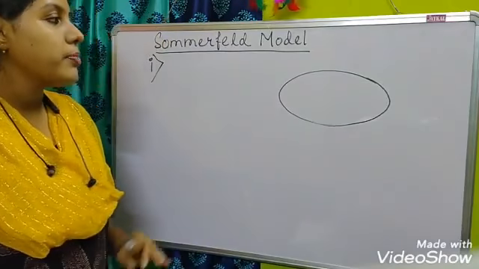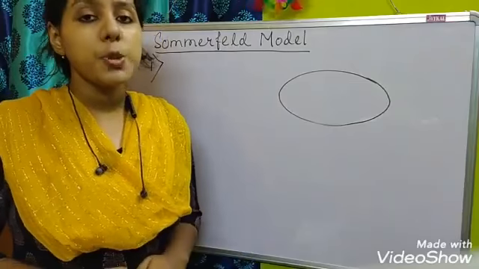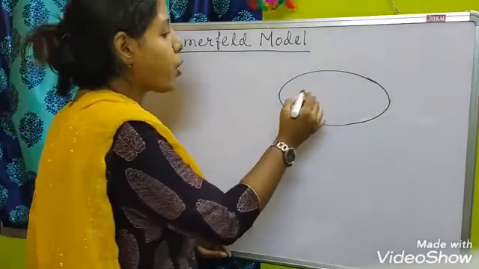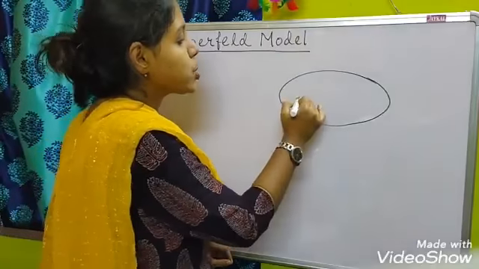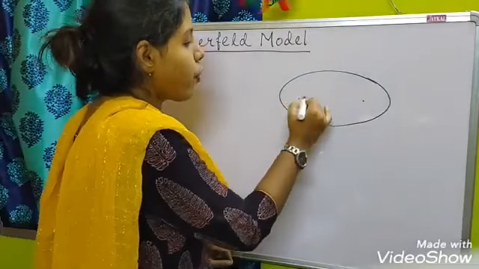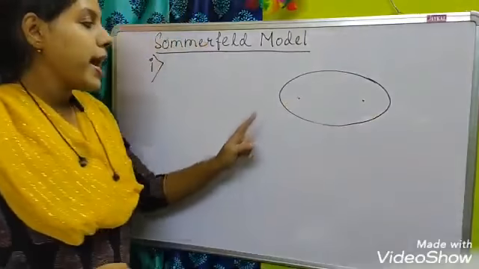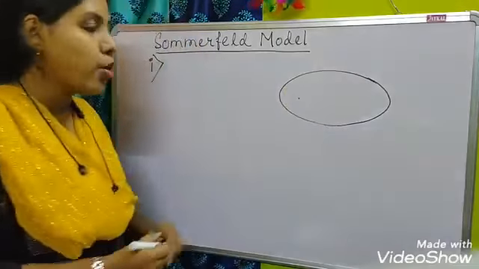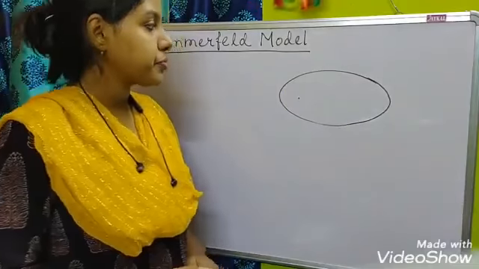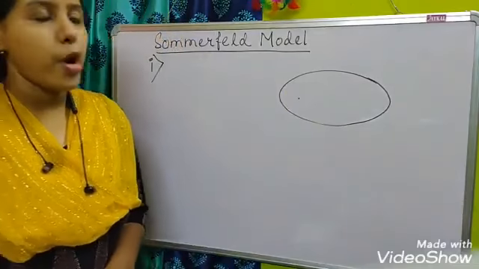The second point is that the nucleus is present at one of the foci. As we know, an ellipse has two foci, so in any one of its foci, the nucleus is present. This was the second point.